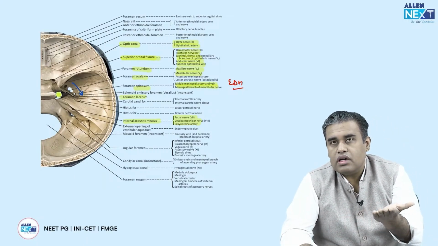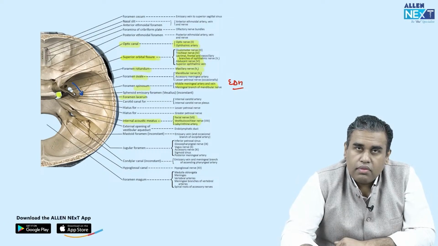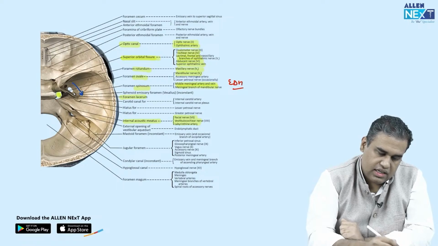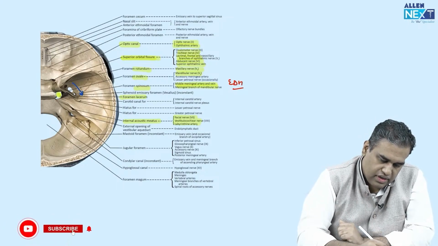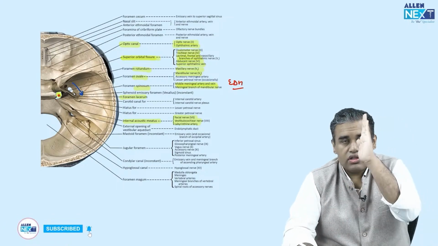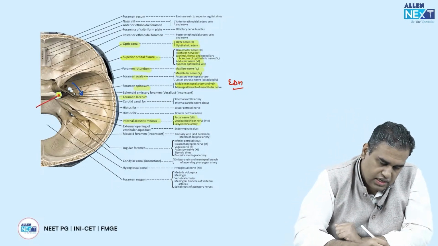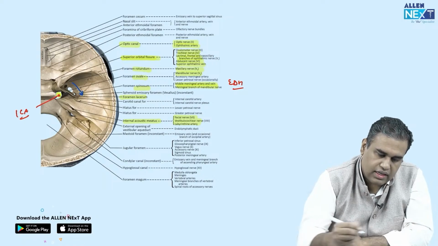Normally, it is covered by cartilage from below. But what courses along with it is the internal carotid artery. So basically, it is the internal carotid artery which you will find over here coming out. But it is not going through and through. It is just coursing along the petrous temporal bone. Which artery over here? Internal carotid artery. You can visualize over here.